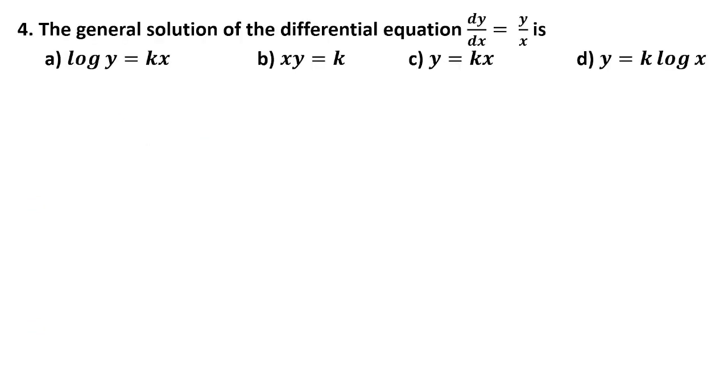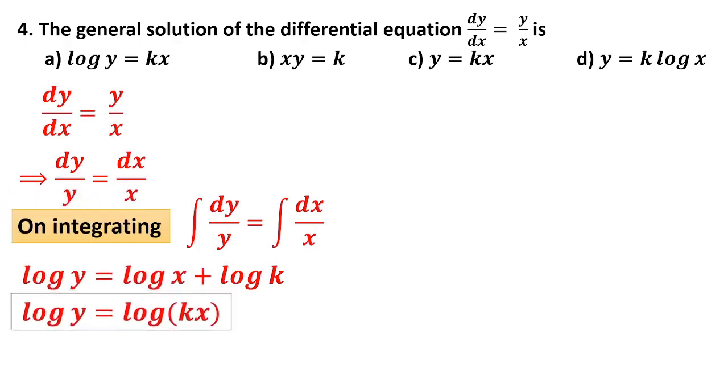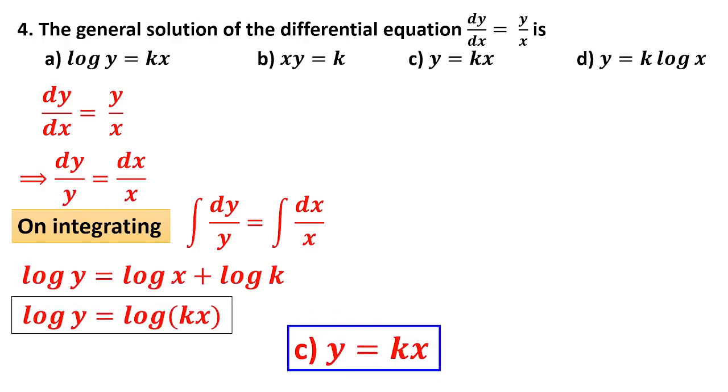Question number 4. The general solution of the differential equation is... We have to find the general solution. You know that this problem can be done by the variable separable method. For dy/y = dx/x, on integrating, log y = log x + log k. To simplify, we are taking the constant as log k because both the integrations lead to log. Therefore, log y = log kx, or y = kx is the answer.